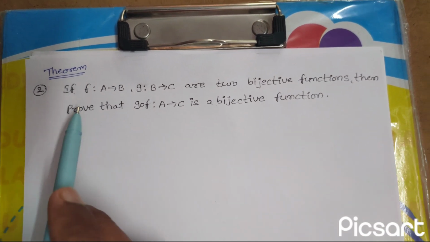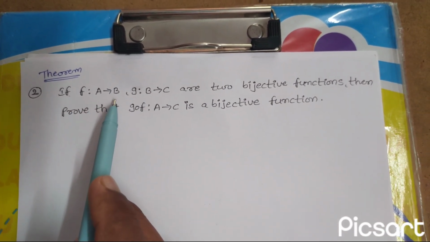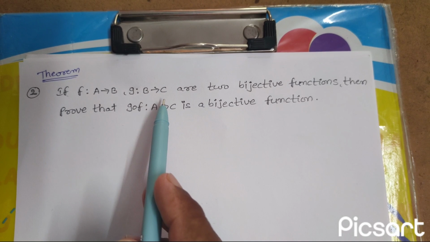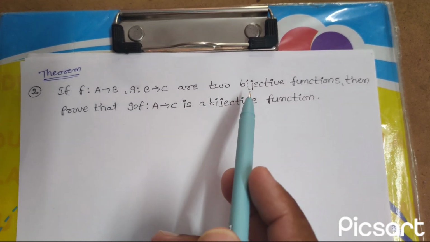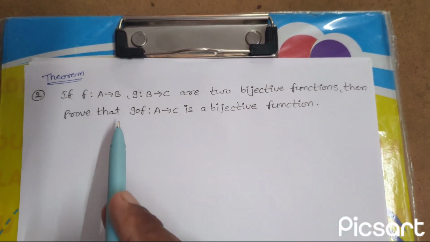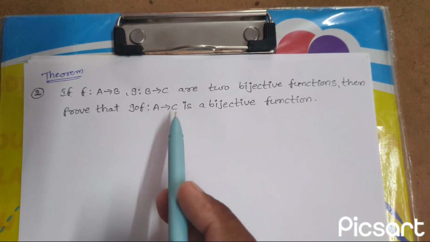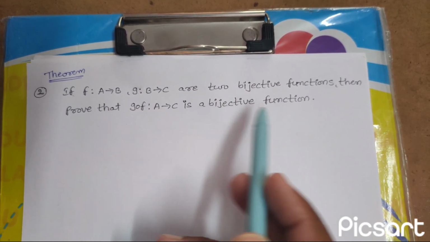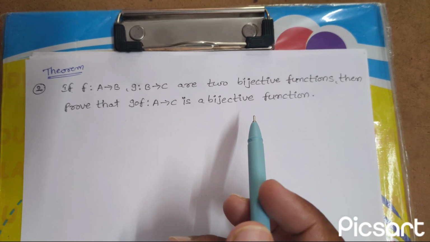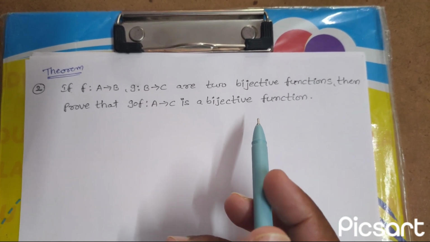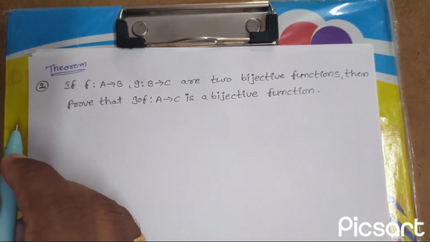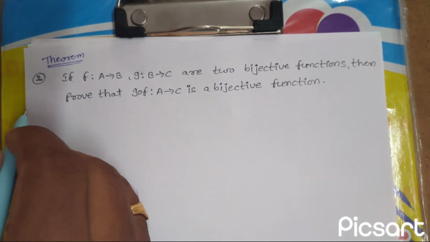Second theorem: if F from capital A to capital B, G from capital B to capital C are two bijective functions, then prove that G∘F from capital A to C is a bijective function. Very, very important theorem for 7 marks in IPE examinations, that is annual examinations. Okay, listen.